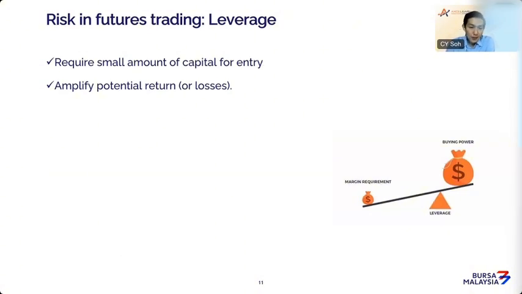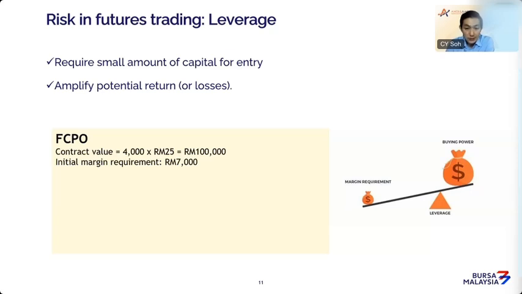Now, another example. Let's say currently the FCPO is trading at 4,000. Multiply by $25 per point, so one contract of FCPO is actually worth 100,000 ringgit. So trading futures, again, you don't have to pay the full amount of 100,000. With leverage, with just the initial margin, currently 7,000 ringgit, you are able to control 100,000 worth of FCPO in just one contract. So it's only 7% of your total value.